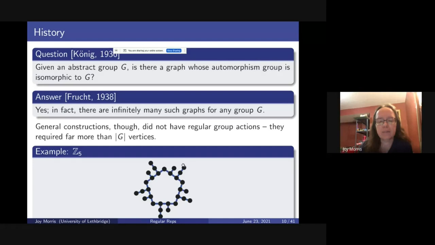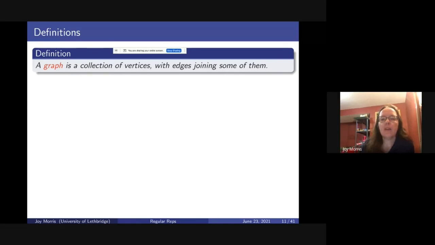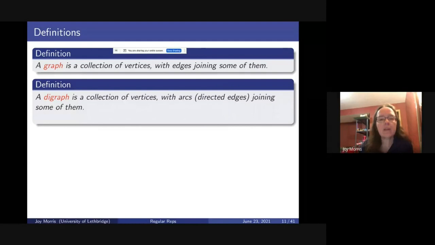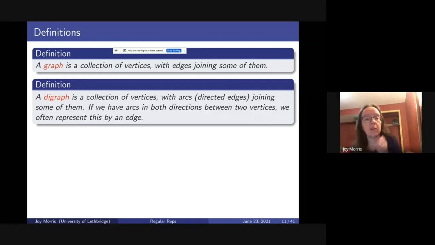So a graph is a collection of vertices with edges joining some of them. I'm sure you're all familiar with that. A digraph is a collection of vertices with arcs, meaning directed edges, joining some of them. So we put arrows on some of those edges. And if we happen to have arcs in both directions between two vertices, then we often represent this just by an edge rather than two arcs.